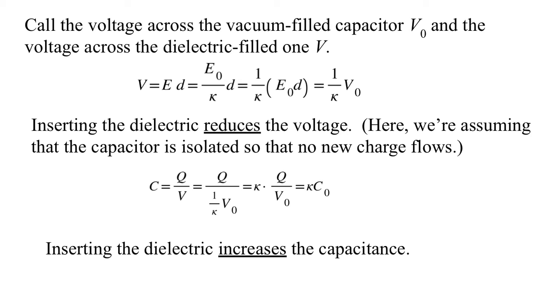All right, then we can say that the capacitance is Q over V, but V is 1 over kappa times V0, so this becomes kappa times Q over V0, or kappa times the original capacitance. So we get the most important result that comes out, although we said it earlier. Inserting a dielectric increases the capacitance of the device. Inserting a dielectric allows us to store more charge for a given voltage. Why is that?